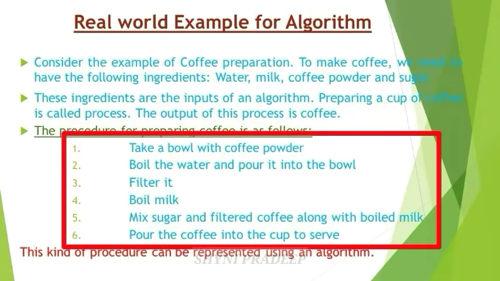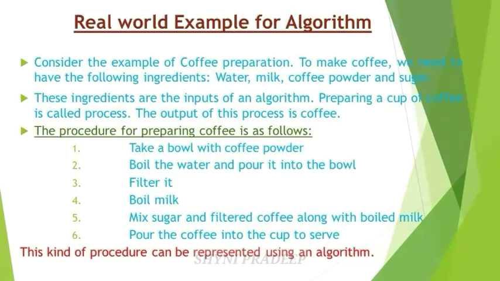First, take a bowl with the coffee powder, boil the water, and mix it into the bowl. Then filter it using a filter, and next boil milk. After that, mix sugar. Next, mix the filtered coffee with the boiled milk. After that, pour the coffee into the cup to serve. So this is the procedure we use to make a coffee, and this kind of procedure can be represented using an algorithm. The algorithm consists of step-by-step instructions that are required to accomplish a task.